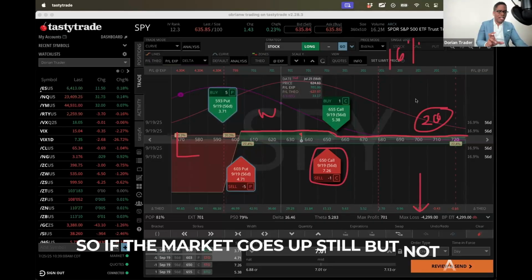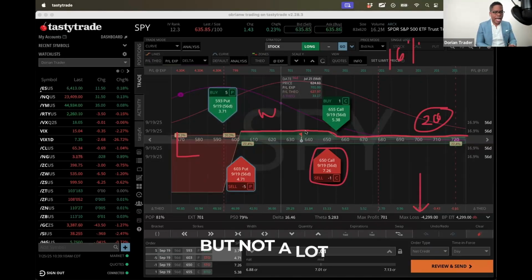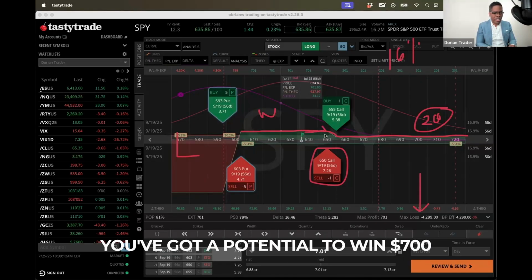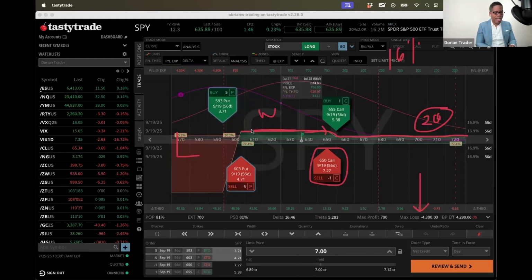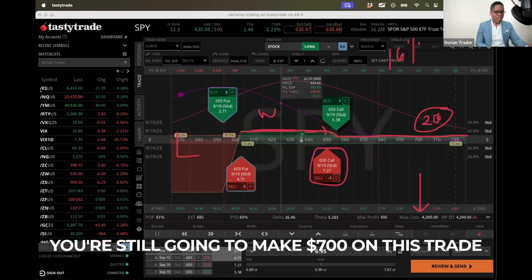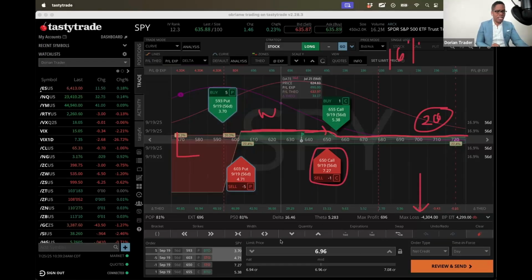So if the market goes up still, but not a lot, you've got a potential to win 700. If it goes down, but not a lot, you've got more room to the downside, you're still going to make $700 on this trade here. No upside risk iron condor. This is how you structure it. This is how you get some type of bearish component.